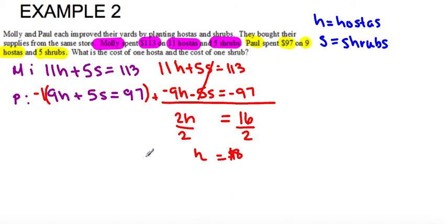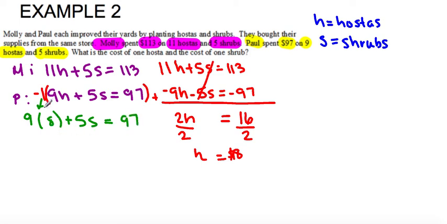Okay, and then to figure out the cost of 1 shrub, I have to go back and plug the H into one of the 2 original equations. Let's plug it into the bottom one. So I have 9 times 8 plus 5S equals 97.